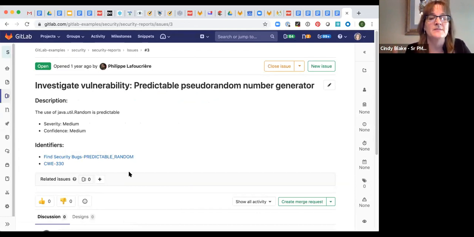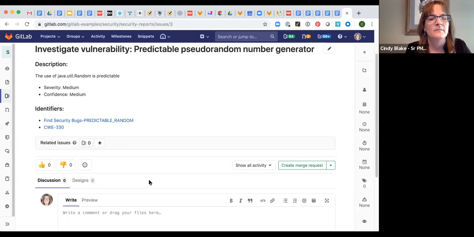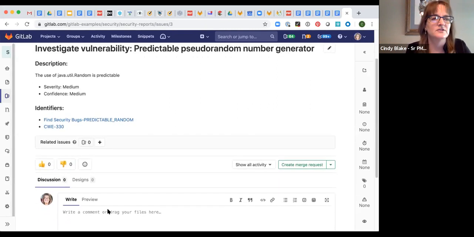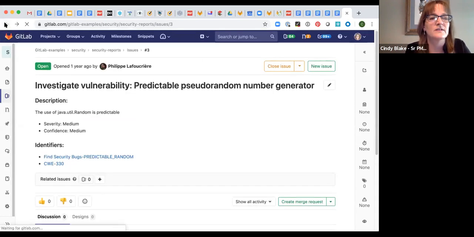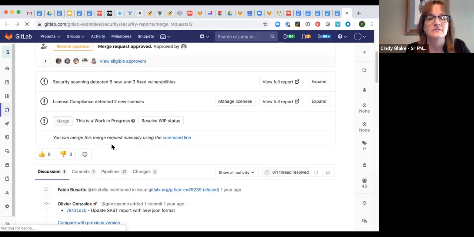And this issue goes back into my planning. It's part of my planning system because we're using GitLab as a single application. Other people can weigh in, upvote it, comment on it, and do all of those kinds of things, and that becomes my story for my developer in their next sprint.